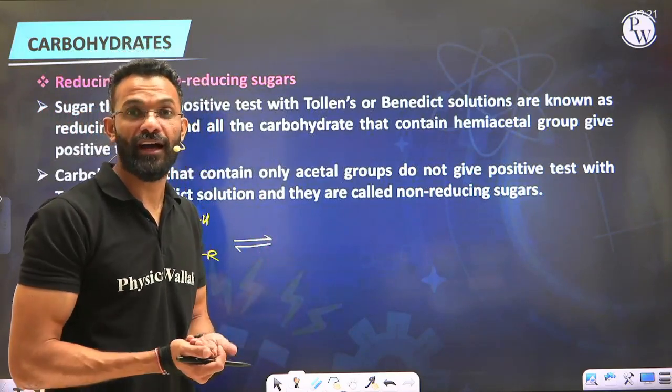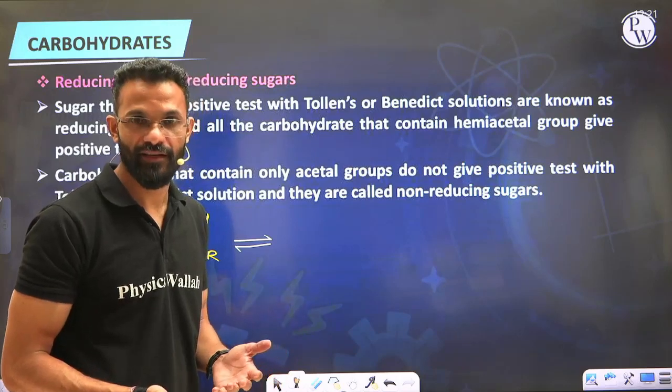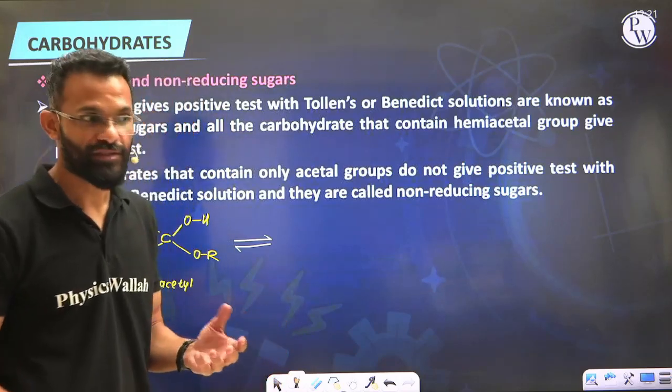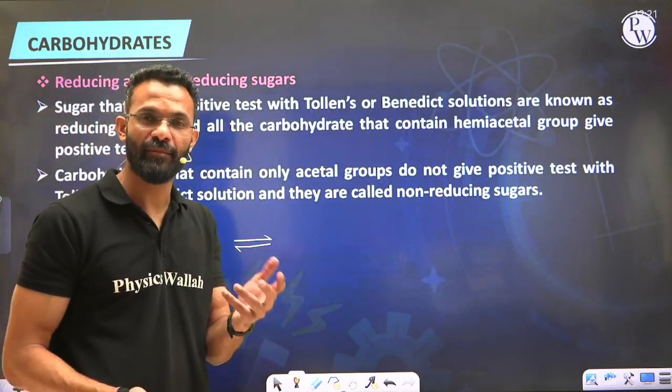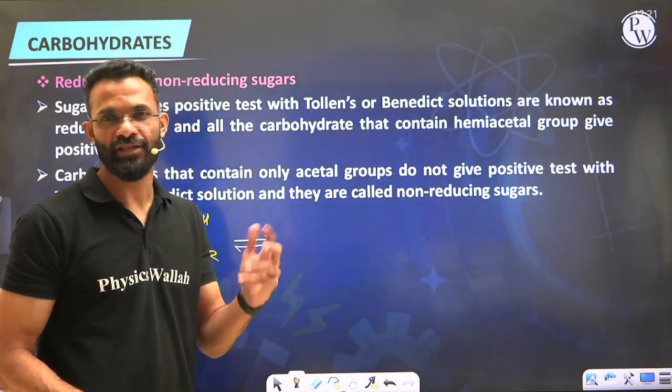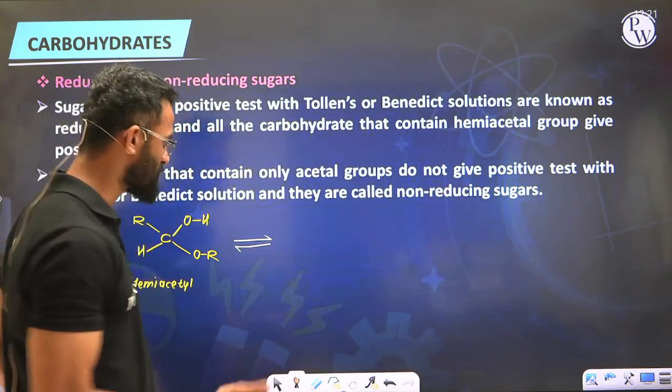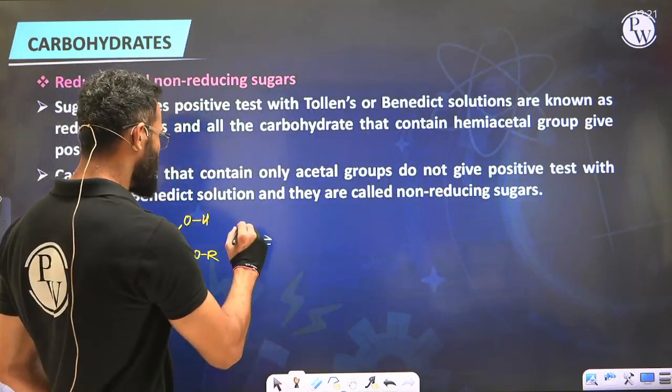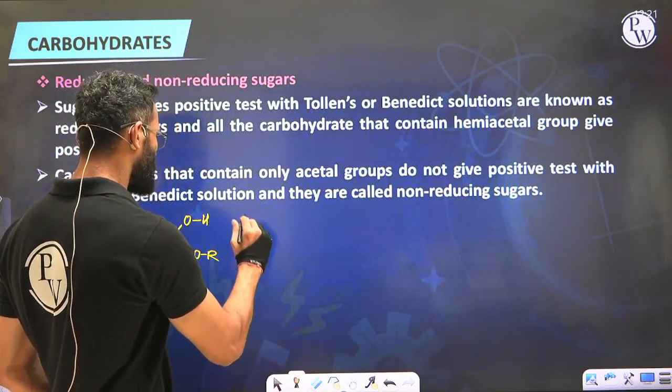Fehling solution is alkaline copper sulfate. In presence of, of course, we studied that the only difference in Fehling's and Benedict's is about the salt, right? We have got Rochelle salt in case of Fehling and citrate salt in case of Benedict solution. But again, both of them are alkaline. Eventually, all these reagents are alkaline.